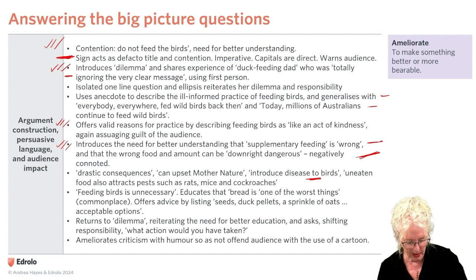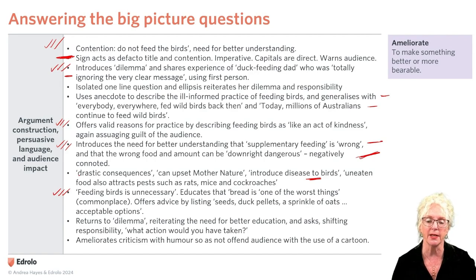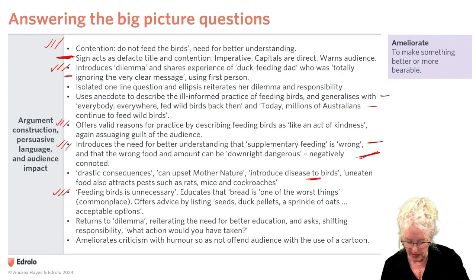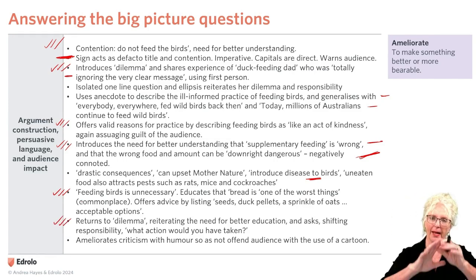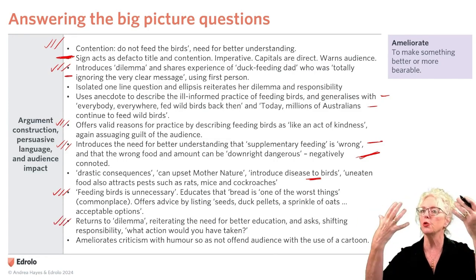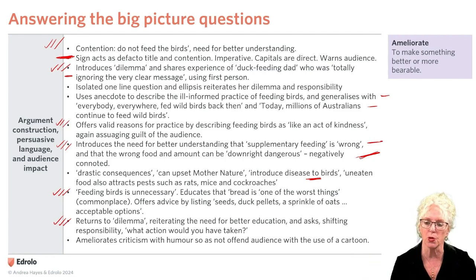Then she says feeding of the birds is unnecessary. She educates: bread is one of the worst things. So once again, this is informing them. And she returns to the dilemma. She finishes off with this dilemma back again. What do we do? What would you do? She puts it on them as a call to action.